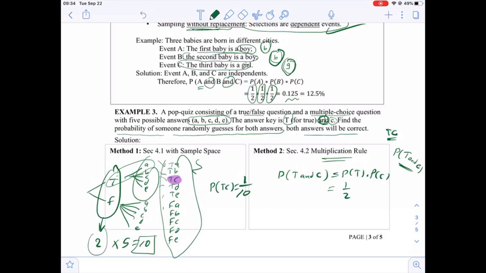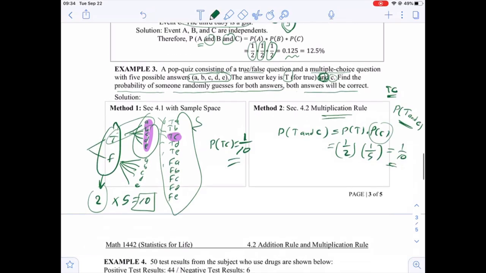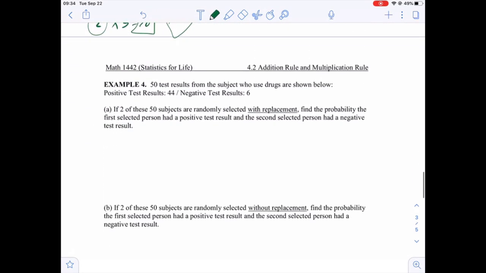That's 1/2, because we only have 1 outcome out of true or false, just 1/2, times the probability of C. C is 1 out of how many outcomes? 5 outcomes, or 5 choices, and then we multiply them to get 1/10. As you can see, we got the same answer.